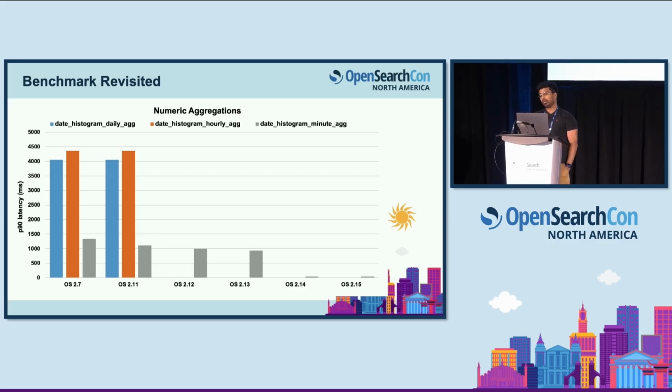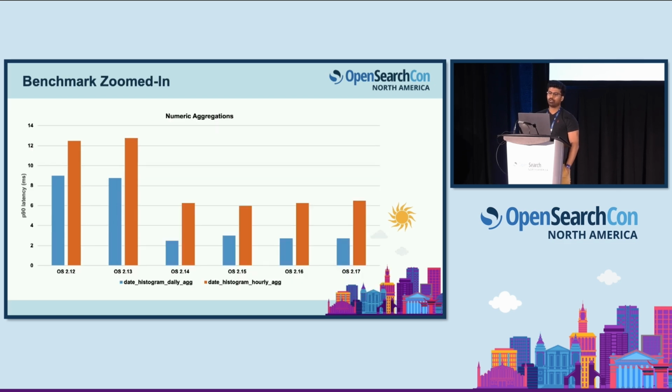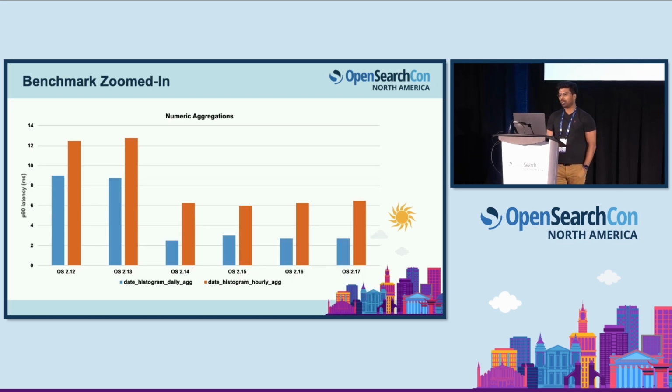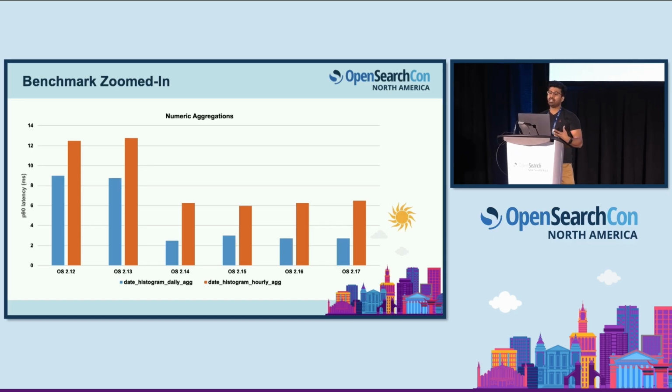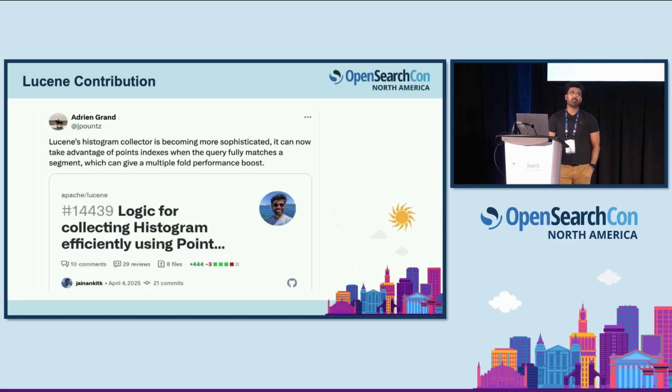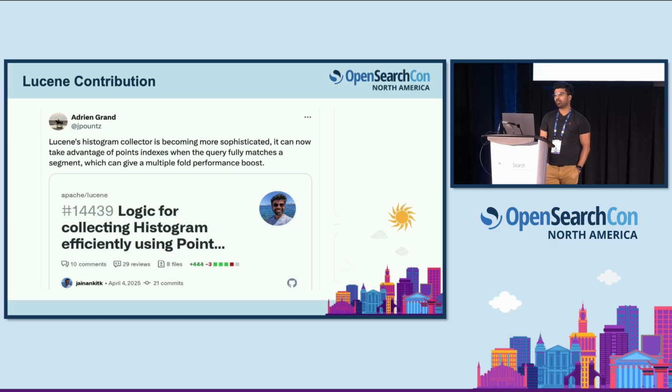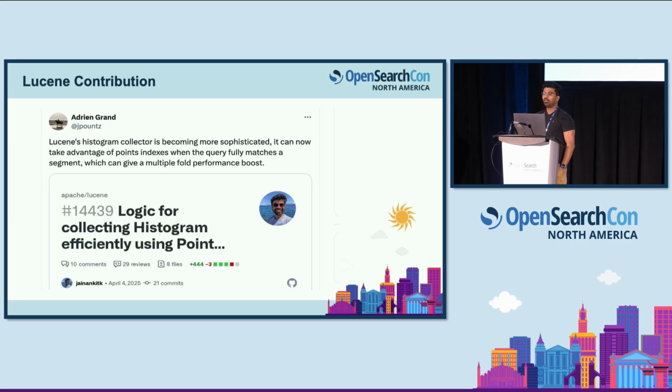And in addition to helping the minutely aggregation, when we zoom into this benchmark, we can clearly see that it helps the daily and hourly aggregation performance as well by 2 to 3x. This optimization was very significant, and we contributed this back into Lucene as well, so that other search engines based on top of Lucene, like Elasticsearch and Solr, can also benefit from it.